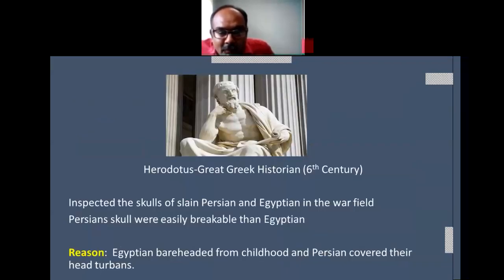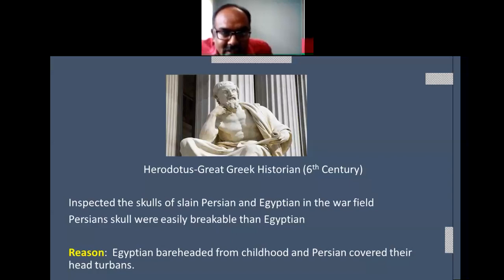The post-war situation was analyzed by Herodotus, the Greek historian. He inspected the skulls of killed Persian soldiers. The Persian skulls were easily breakable with pebbles, even with a very small stone, whereas the Egyptian skulls were very hard. They were unable to break them even with a big stone. And he doubted how the Persians, having much weaker bones, won the war.